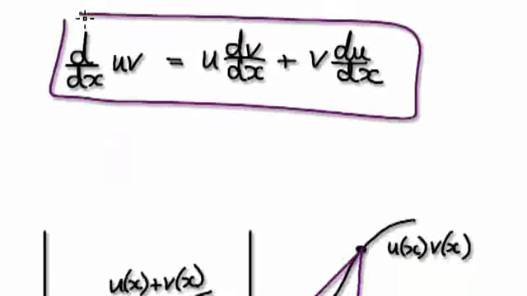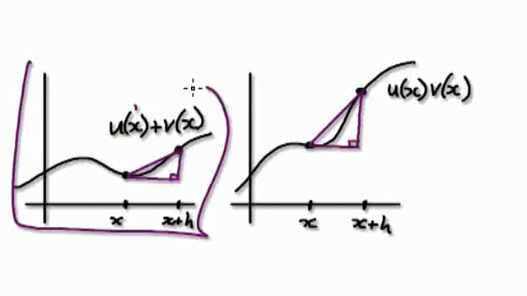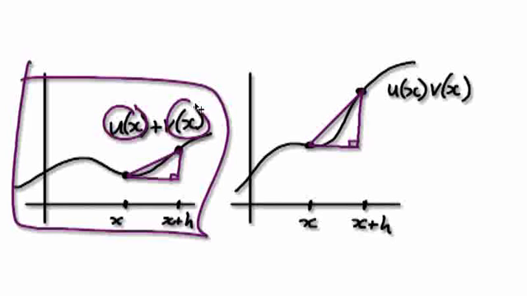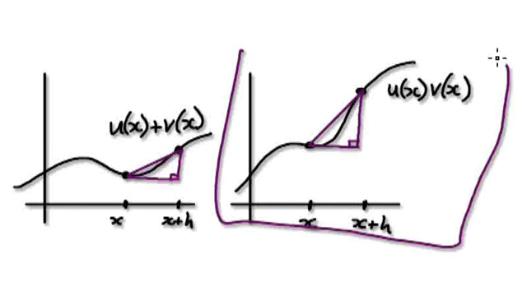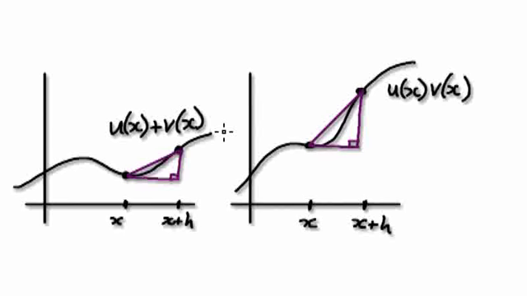Okay, so if you look at the two graphs and compare them, with this graph here you've got the sum of two parts, and with this graph here you've got the product of two parts. Now, ultimately, if you want to work out the gradient, you need to know this height here.